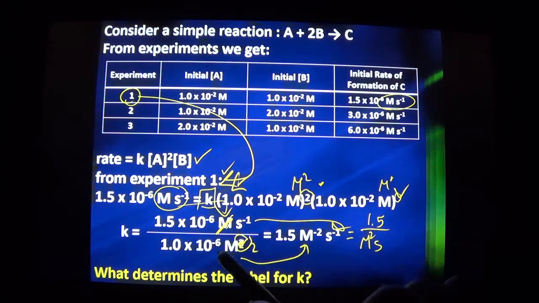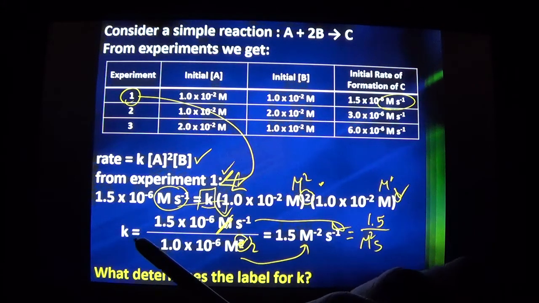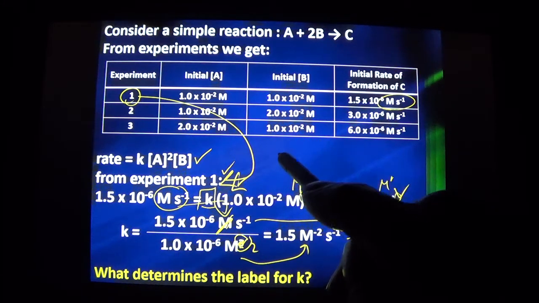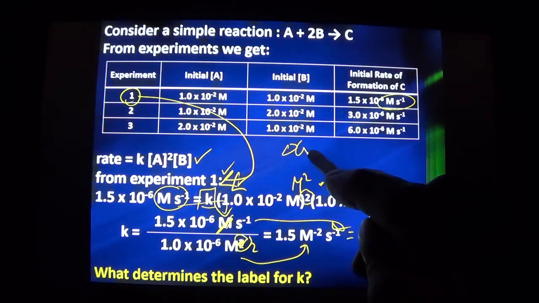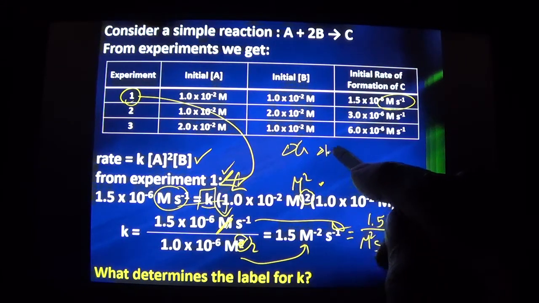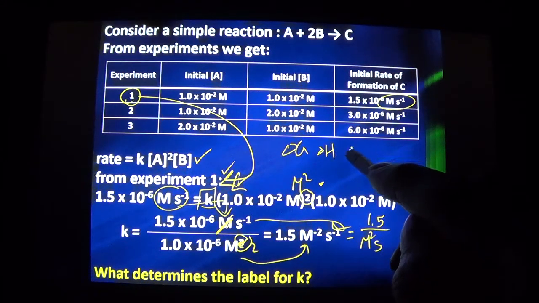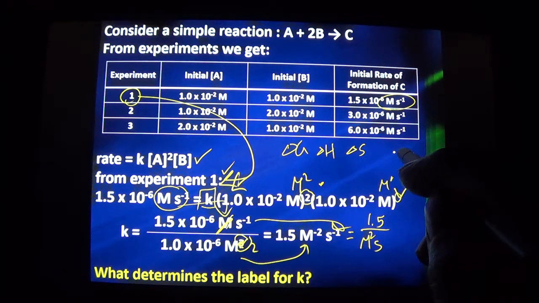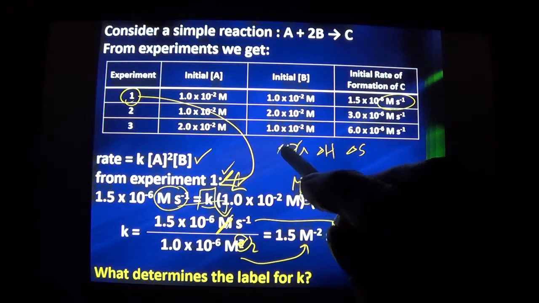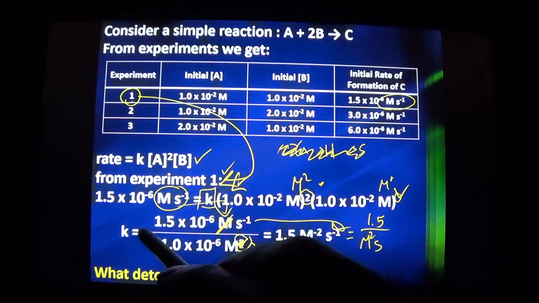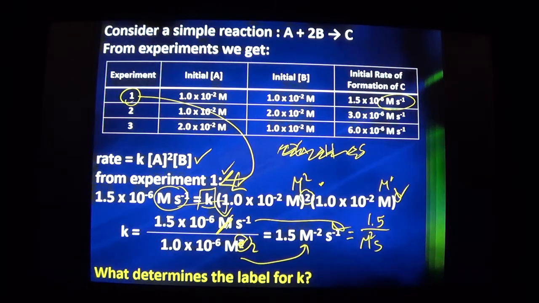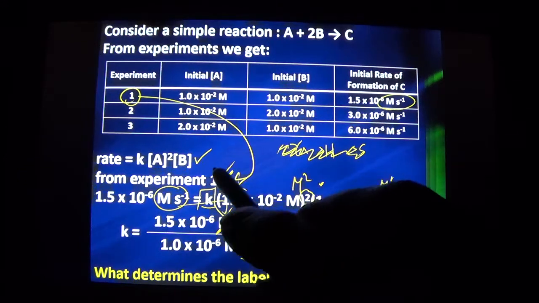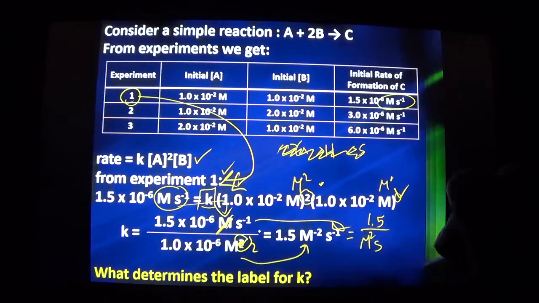Especially with this, there's no way to memorize the label for K. What's the label for delta G? Probably kilojoules or joules. What's the label for delta H? Probably kilojoules or joules. What's the label for delta S? Probably kilojoules or joules per Kelvin. You can memorize that much, okay? Can you memorize the label for K? No, not at all. Can't be done. It's your labels in your equation that would show you your label for K.